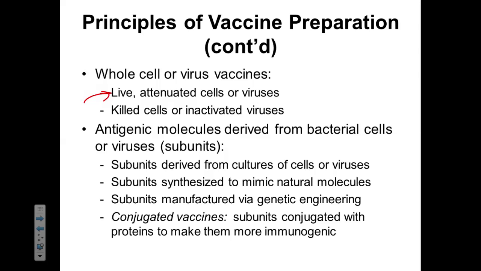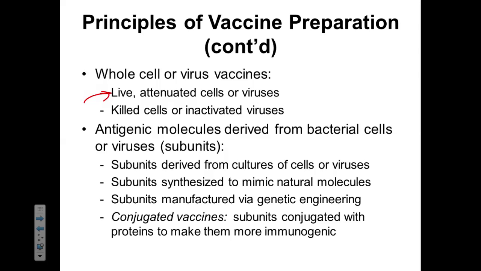So we can purify out the specific antigens that are specific to the pathogen and give the patient part of the microorganism. Those subunits can be derived from cultures of genetically modified cells or viruses. They can be synthesized to mimic the natural molecules. These subunits can be manufactured with genetic engineering.